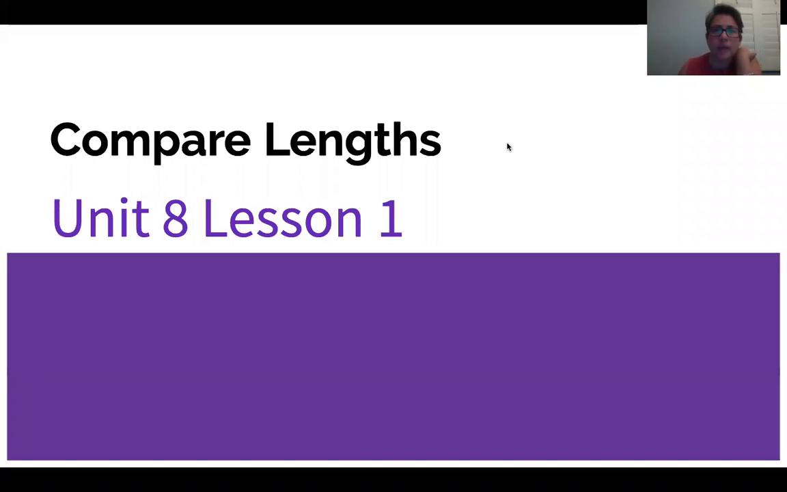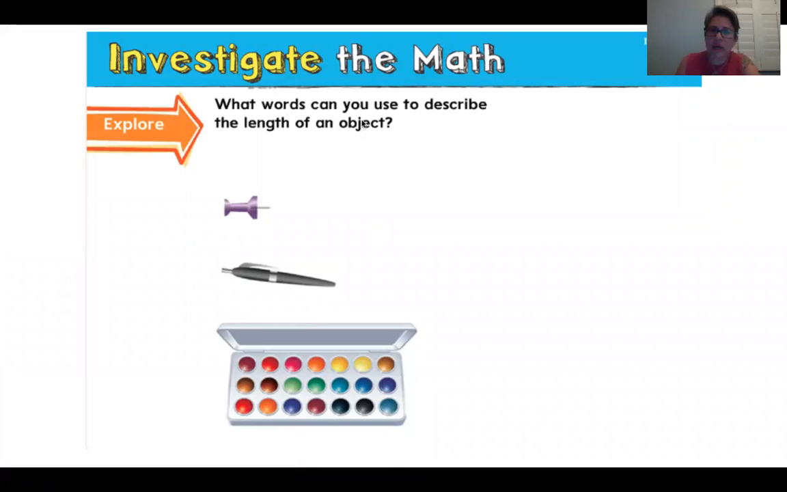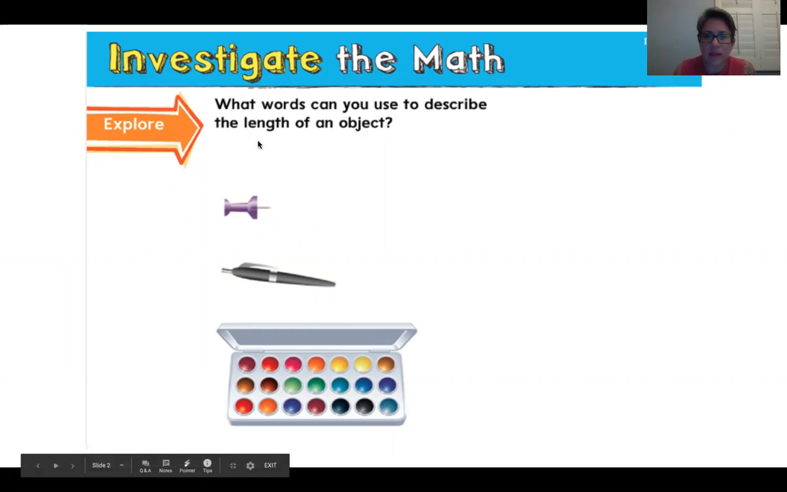Today we're going to be comparing lengths. This is Unit 8, Lesson 1. Let's see, what words can you use to describe the length of an object? Well, let's take a look. The length, how long is something or how short is something? So, let's take a look.